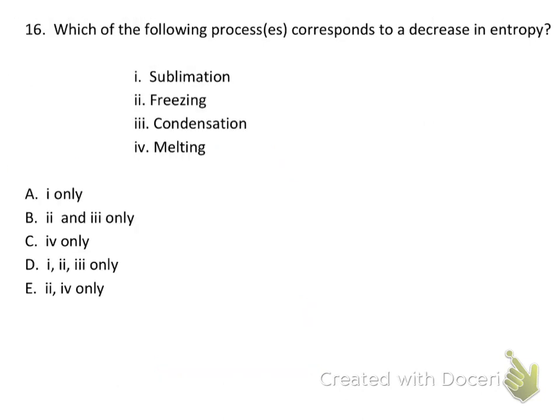This question says which of the following processes corresponds to a decrease in entropy. Okay, so to quickly go through our phases from most entropy to least entropy. Gases have the most entropy, then liquids, then solids. So, for entropy decreases, we're looking at a gas to a liquid.